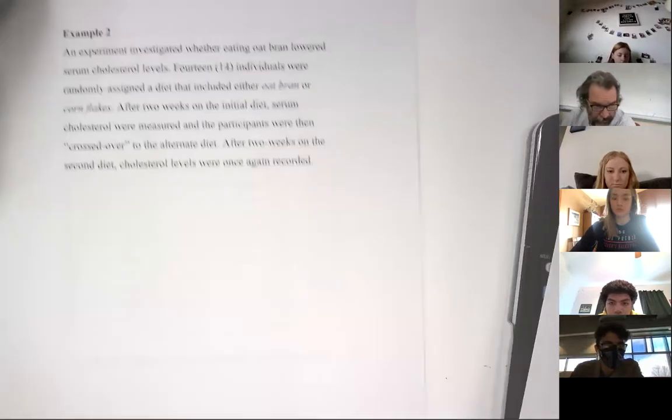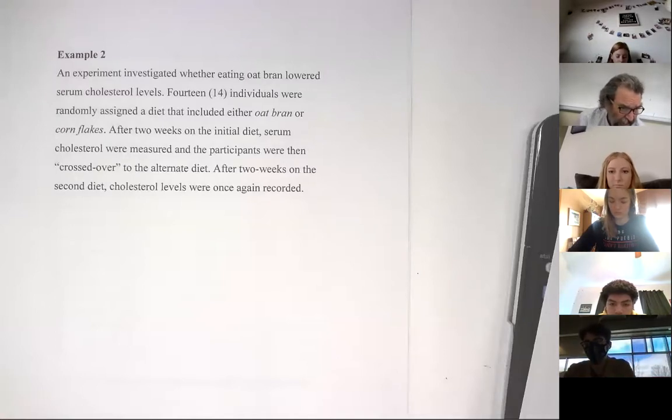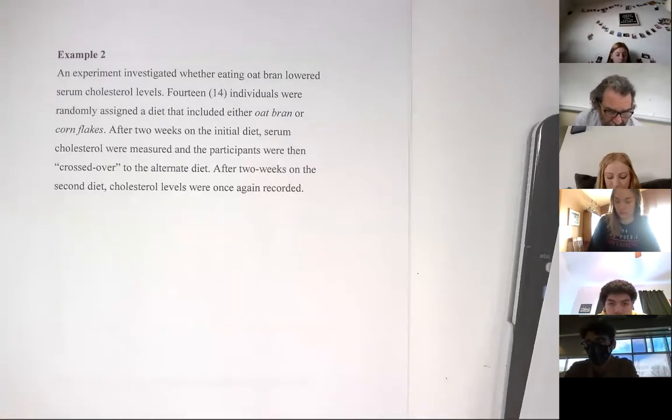So here we go. Example 2. An experiment investigated whether eating oat bran lowered serum cholesterol levels. 14 individuals were randomly assigned a diet that included either oat bran or cornflakes. I want to be in the cornflake group, I said. I don't like oat bran. Too bad. They're randomly assigned to oat bran or cornflakes.